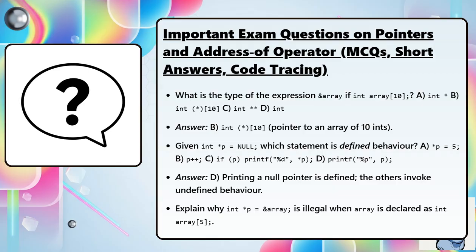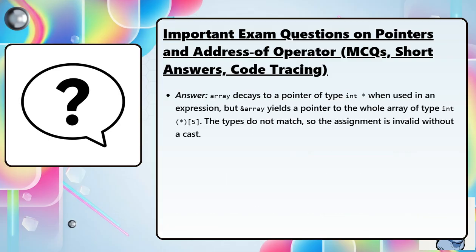Explain why int *p = &array is illegal when array is declared as int array[5]. Answer: array decays to a pointer of type int * when used in an expression, but &array yields a pointer to the whole array, of type int (*)[5]. The types do not match, so the assignment is invalid without a cast.